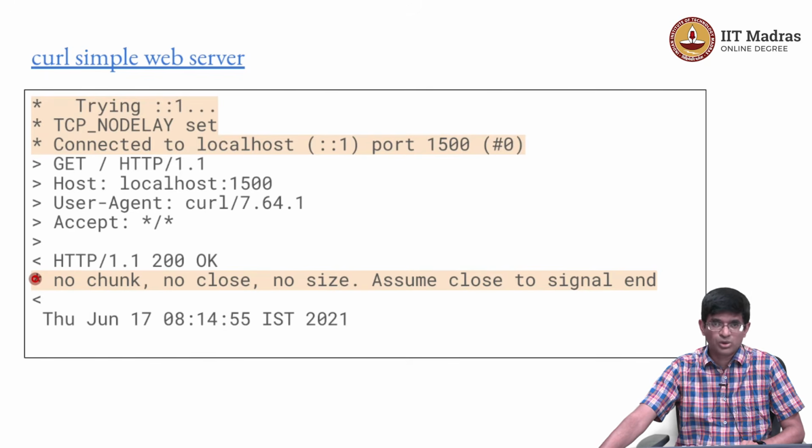They are not part of the protocol, right? It is not sent from the client to the server or back. It is just printed out for you as debugging information. So as you can see, what it says is it's trying ::1.